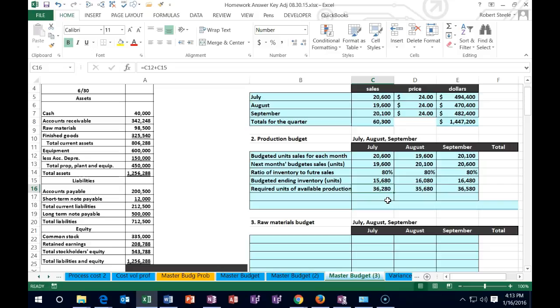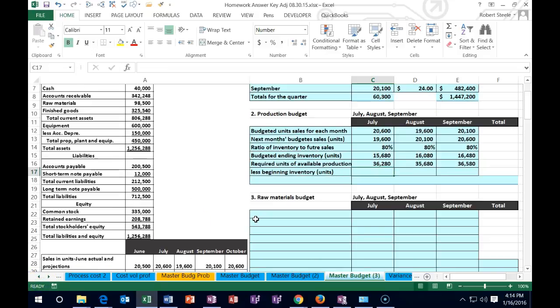So now that we know how many we want to produce if we had nothing, now we've got to subtract out the stuff that's already in the warehouse. Now this number can be a little bit tricky. Notice I put the wording in here, less beginning inventory. So this is the stuff that's already in the warehouse. It could be a little bit tricky to get some of those numbers depending on how the problem is set up.